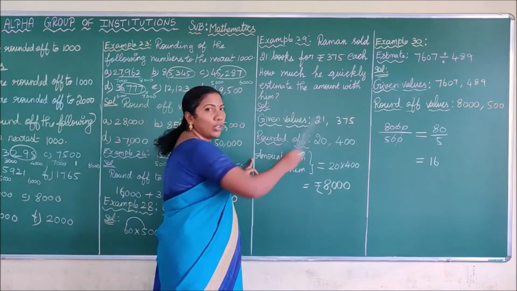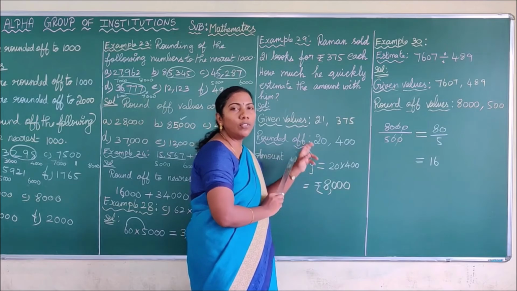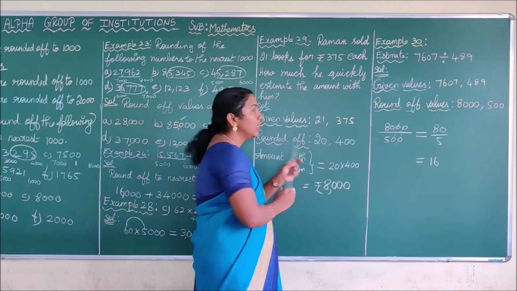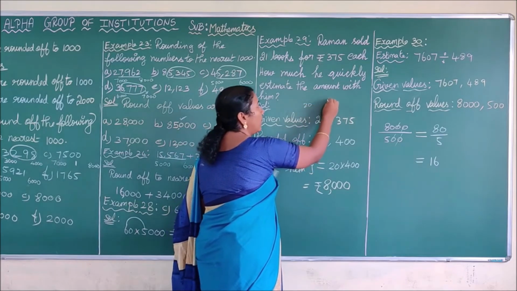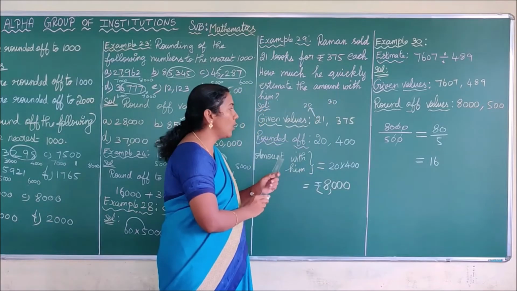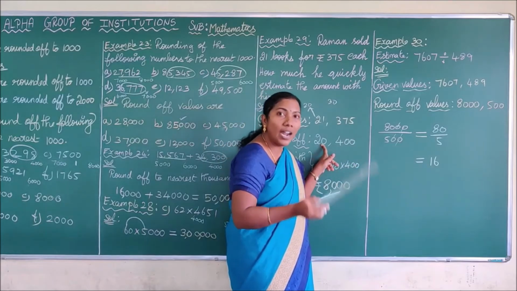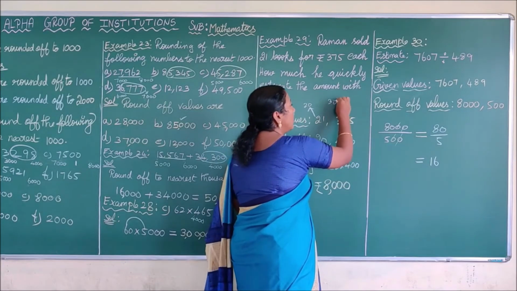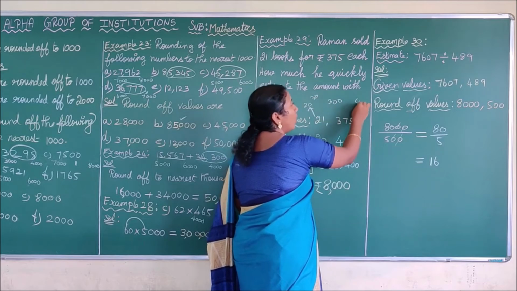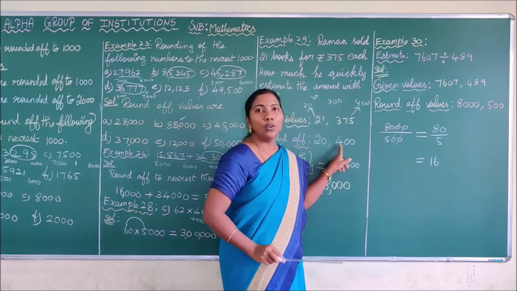21, 375. The 21 is a 2-digit number. So you have to round up the value to the nearest 10. That is 21 lies between 20 and 30. So it is clearly closer to 20. So it is round up to 20. And 375 is round up to nearest 100. It is closer to 300 and 400. So clearly it is closer to 400. So it is round up to 400.